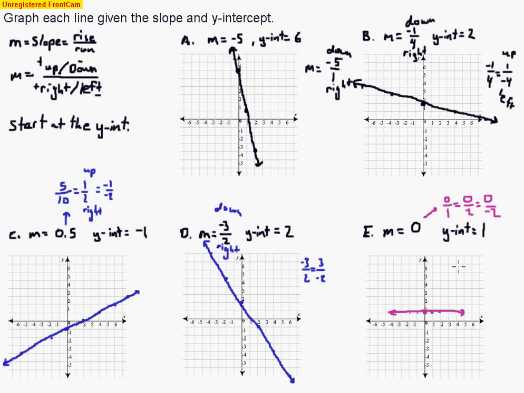So the next type of problem that we're going to end up seeing is one where we're given the slope, we're given a point, but not the y-intercept. And we have to write the equation in slope-intercept form and be able to graph the line.